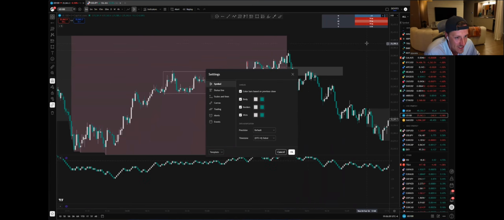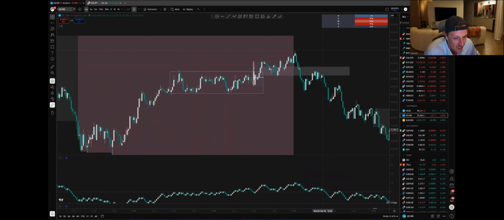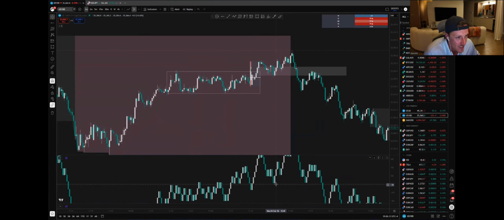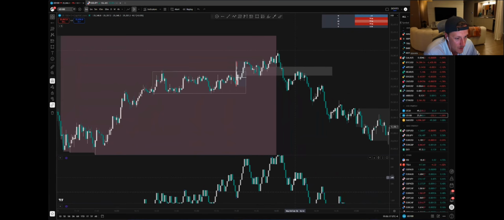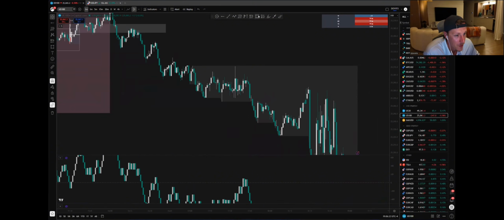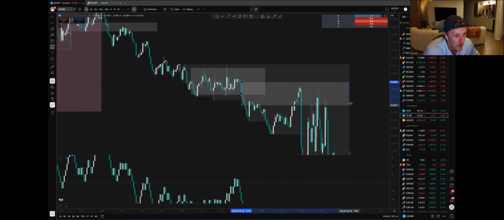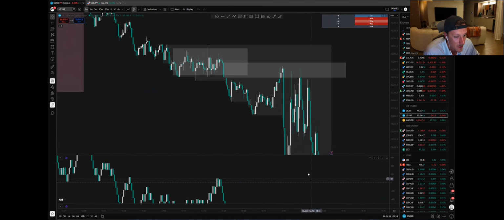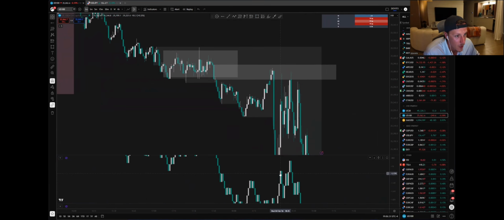I want to see, was there a CVD divergence here to the downside? There was no. This was more like a sandwich here. There's no entry confirmation. Another accumulation, another nice aggressor candle. Was there a CVD here? Oh wait, yeah, this was a nice CVD.